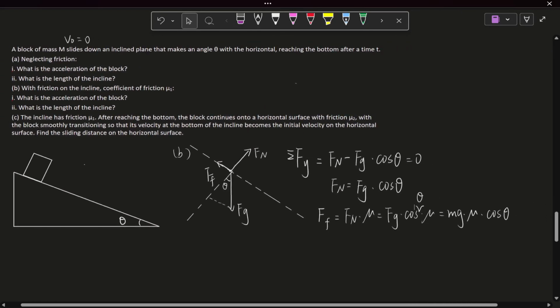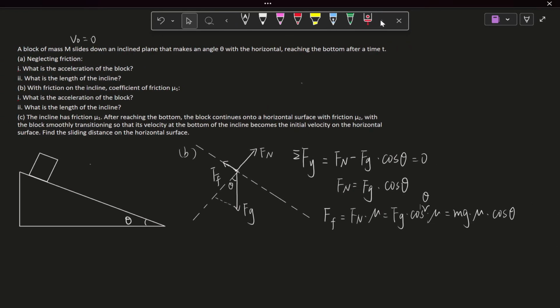So this is your friction force. Now we've already figured out every component along the slope direction, which means we can now write the net force equation for the direction of the incline. Net force Fy is equal to this component minus Ff.